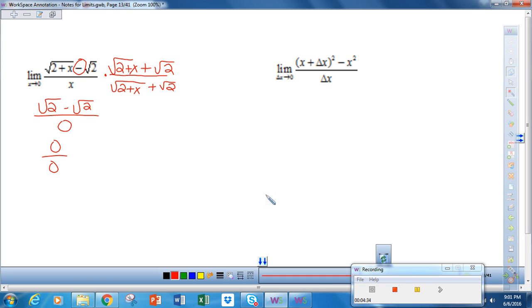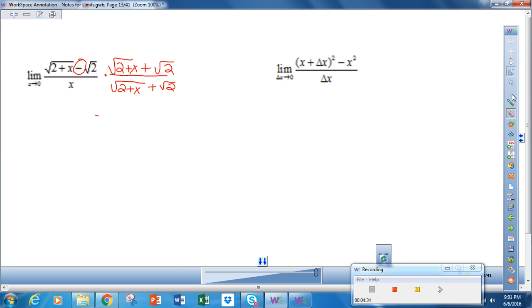Okay? So recall that from Algebra 2. I'm sorry, you guys don't take Algebra 2. I think Math 2, maybe Math 3. Okay, so the neat thing about multiplying by the conjugate is that it's going to get rid of the radical in the numerator. Just to save space, I'm going to erase my direct substitution work.